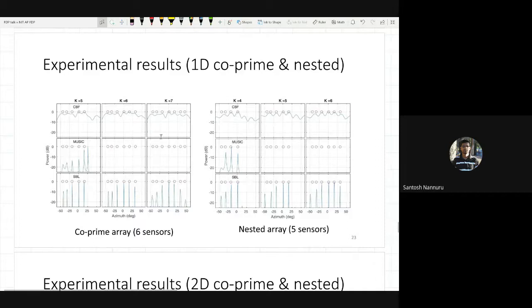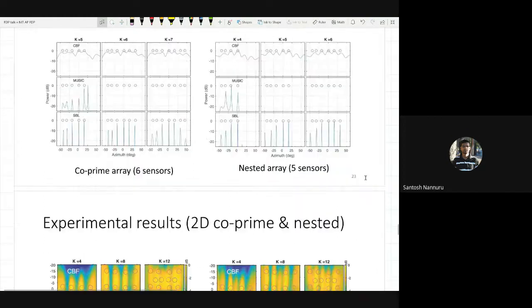MUSIC and CBF will not work. This is plain MUSIC, I'm not applying coarray MUSIC here. If I use coarray MUSIC, I think it will work, but we have not applied that here. This is just simple MUSIC. And yeah, same observation for nested array as well.